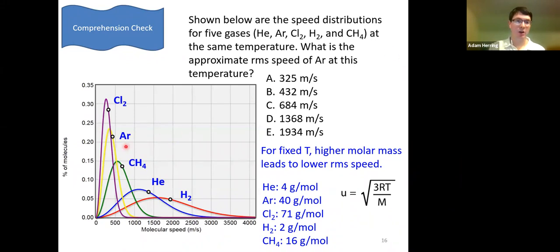So if we're looking at argon, we see that it's right about here. So if we go down to the x-axis, we can see that it's just below 500 meters per second, or in this case, closest to 432.